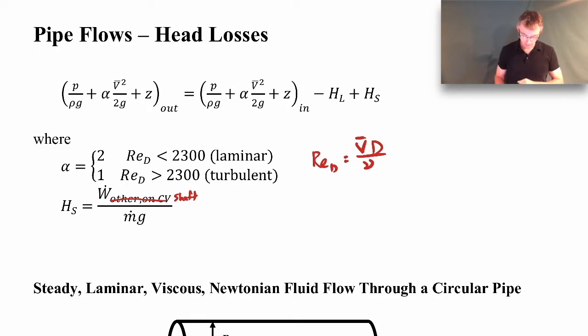So the extended Bernoulli equation really is a statement of the first law. We have some energy coming in, so here you see a kinetic energy type term, a potential energy type term. This is a pressure work type term, it has the same units as energy.